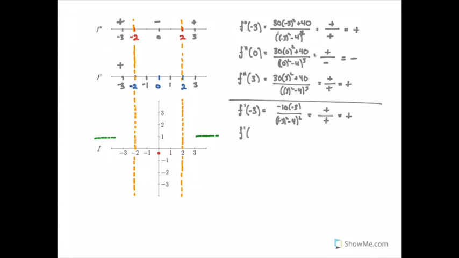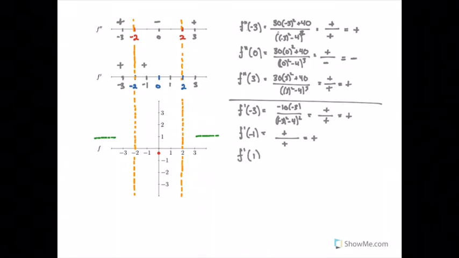Let's do the same thing for negative 1. We just said that the bottom is always going to be positive. It's a squared number. And on the top is going to give us a positive number, a negative times a negative, again, a positive thing.